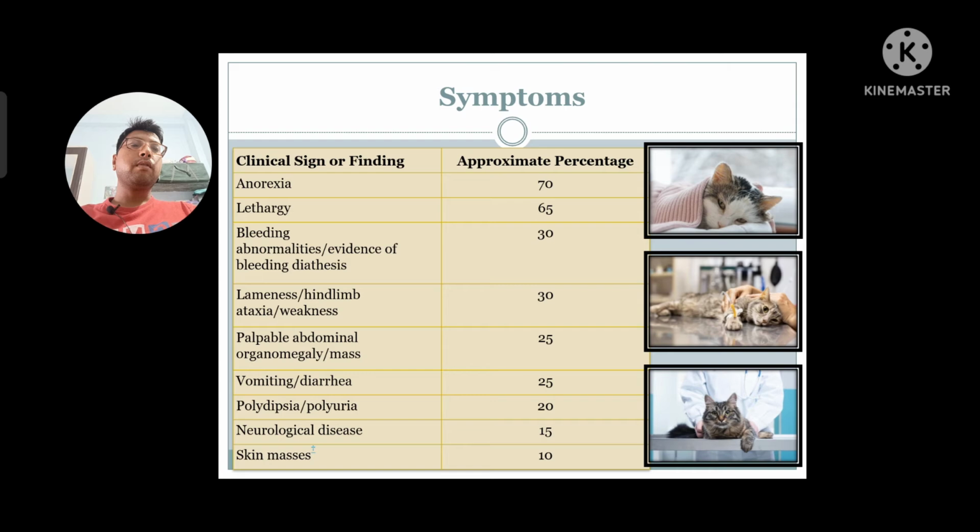Now coming to the symptoms that have been reported in the feline. Out of them, anorexia, lethargy, and bleeding diathesis are the main focus. Anorexia is about 70%, lethargy is about 65%, and bleeding diathesis is about 30% in the cats. Then other symptoms are lameness, ataxia or weakness, palpable abdominal organomegaly, vomiting, diarrhea, dysphagia, polyuria, neurological disease, and skin masses.